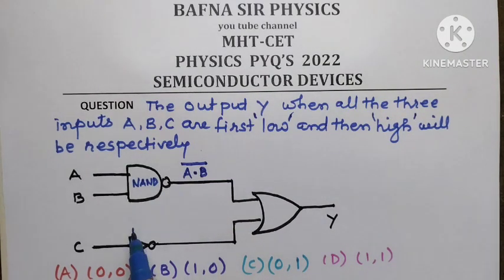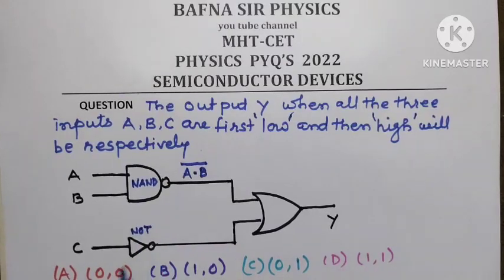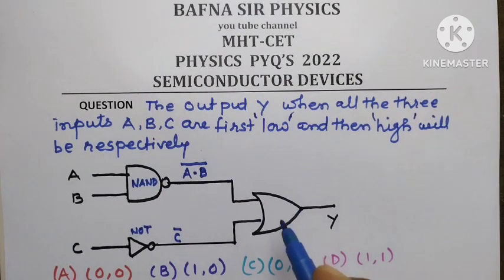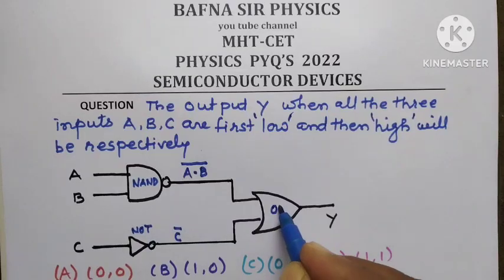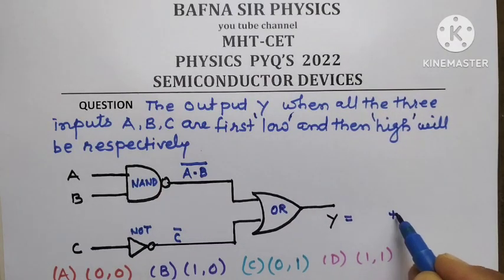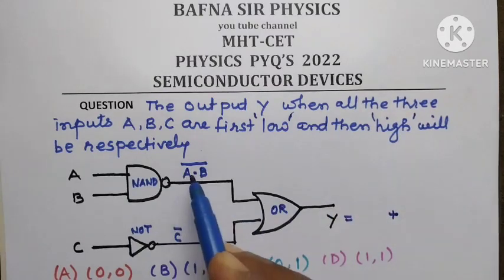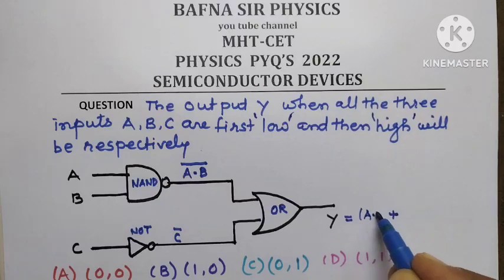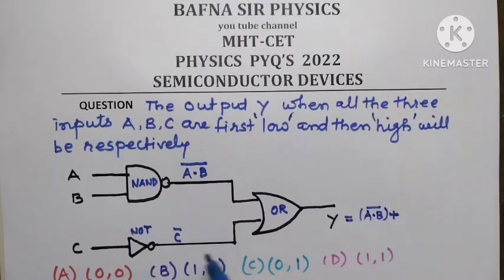The second gate here is an inverter, or you may call it a NOT gate. The input of the NOT gate is C, so naturally its output is C bar. Now the third gate here is a logic gate called an OR gate, and the output of the OR gate will be the logical ORing, which means the plus sign, of its two inputs. The first input is (A dot B) whole complement, while the second input is the complement of C.